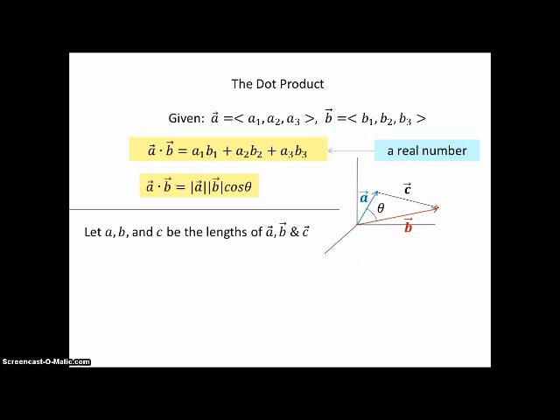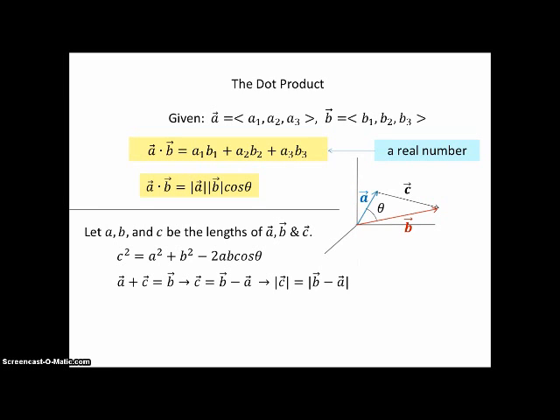And so that I don't have to keep typing in the absolute value, let's just let A, B, and C, without bold, be the lengths of the 3 vectors. And using the law of cosines, C squared, the length of C, is equal to A squared plus B squared minus 2AB cosine theta. Also notice that A plus C is equal to vector B, and therefore vector C is the difference between the 2 vectors, if we just subtract vector A from both sides.